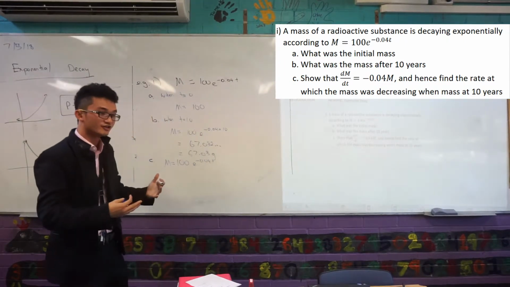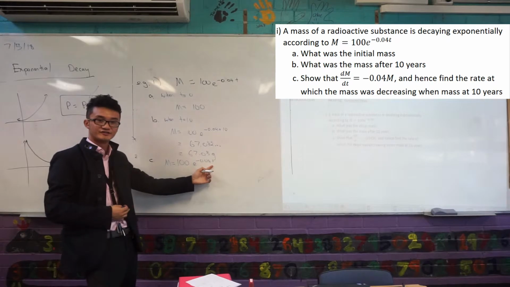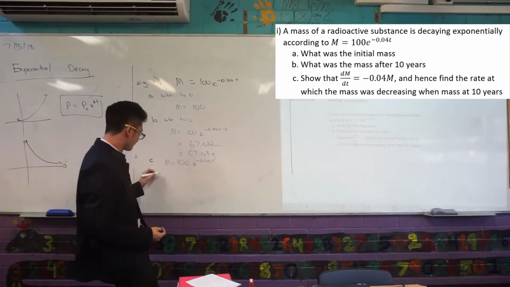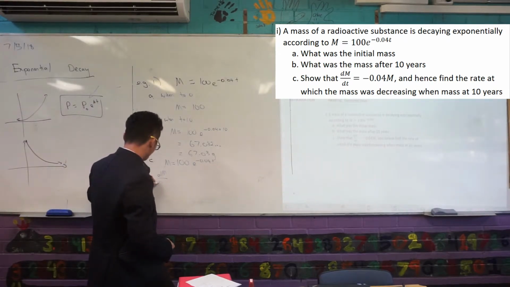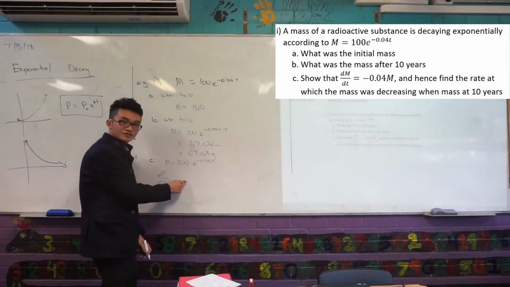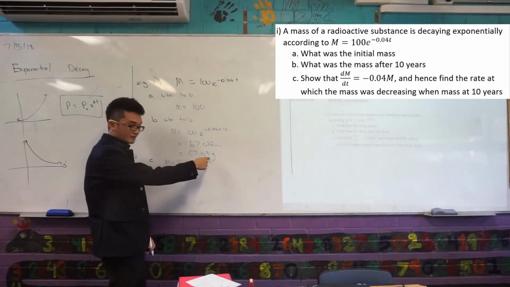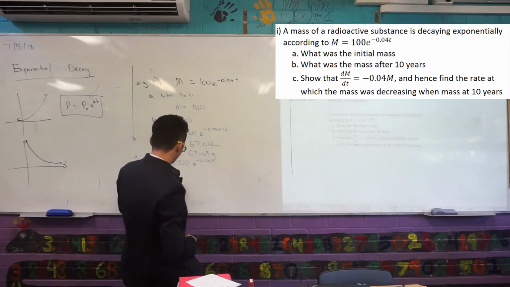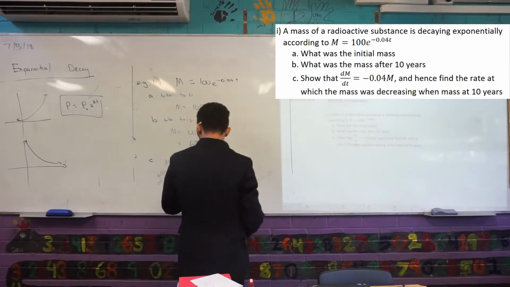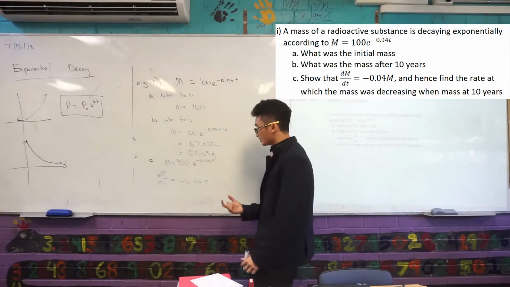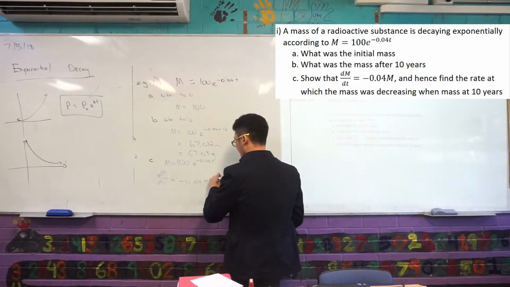And if I'm taking the first derivative, what am I taking the derivative with respect to? Just t, right? And it's really easy with exponential functions. I'm just going to take this coefficient down, so negative 0.04, and I'm going to multiply by the original function. That's the first derivative, right?